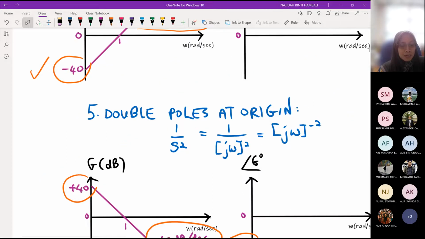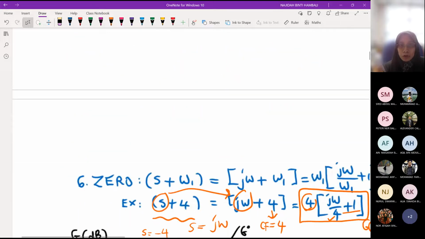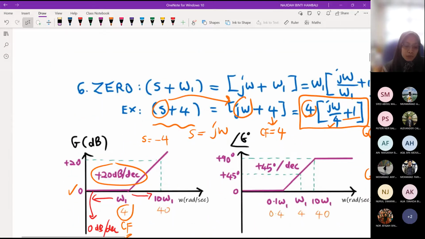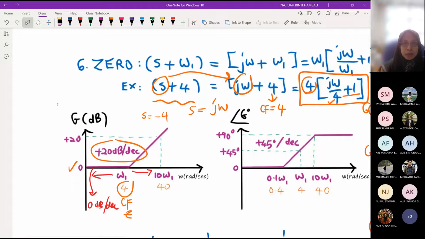So for theory number 4, the slope is positive 40 dB per decade. For theory number 6, you have the 0. For a 0, the slope must be positive. Single 0, single root, the value is 20. So the slope will be positive 20 dB per decade. Any question? Okay? Any questions? Okay.